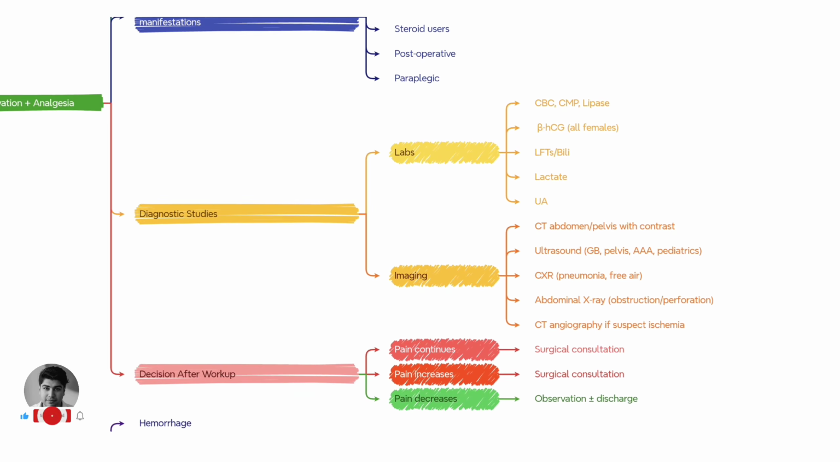Next, imaging. CT abdomen, pelvis with IV contrast is the workhorse for most stable patients. Ultrasound is first line for RUQ pain, gallbladder disease, pelvic pathology, and AAA screening. Non-contrast CT is your go-to for kidney stones. MRI enters the game mainly for pregnancy when ultrasound isn't enough.